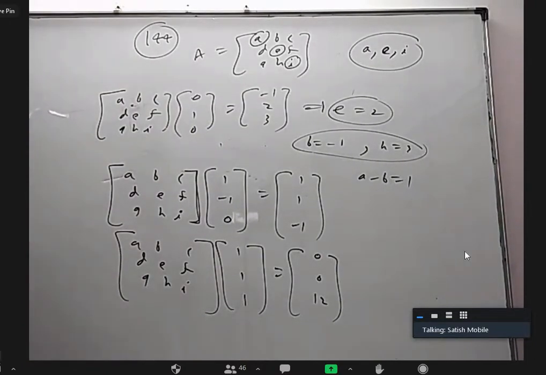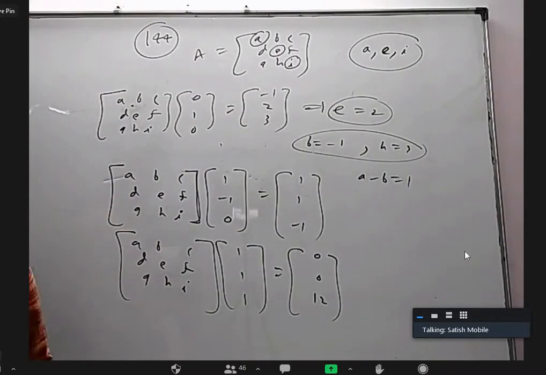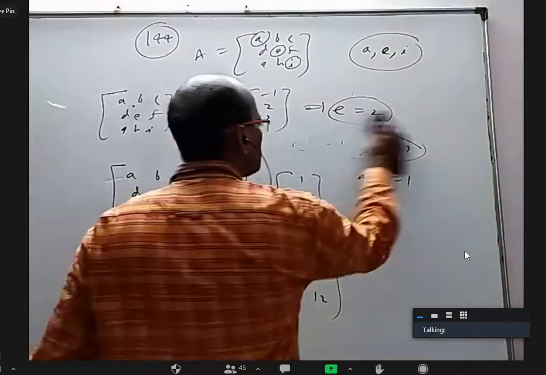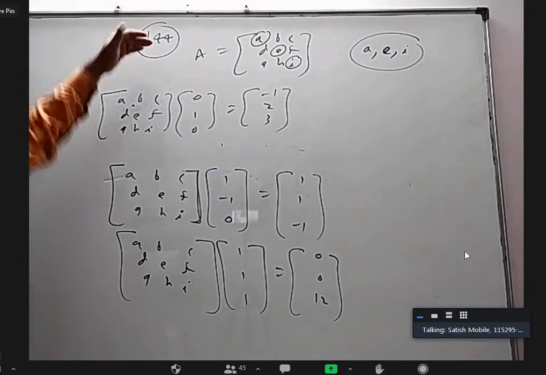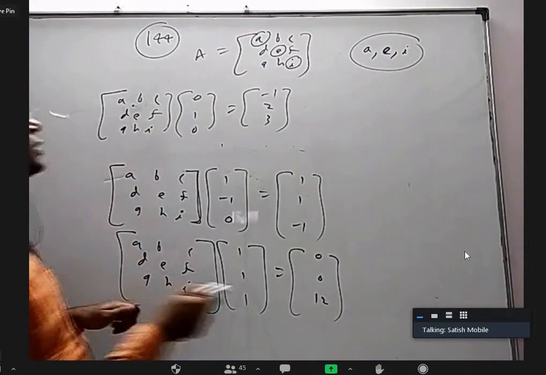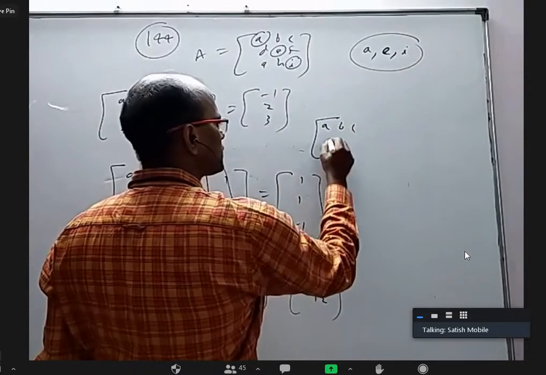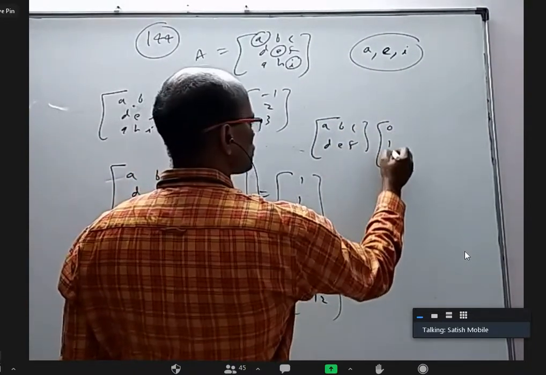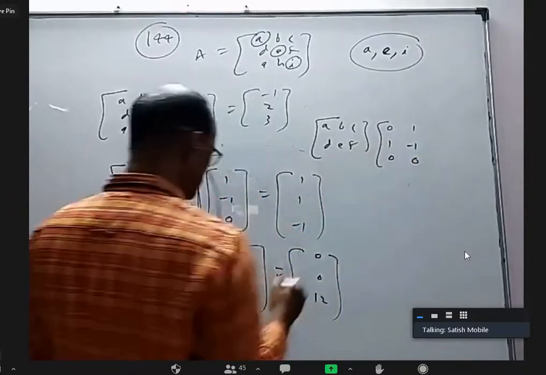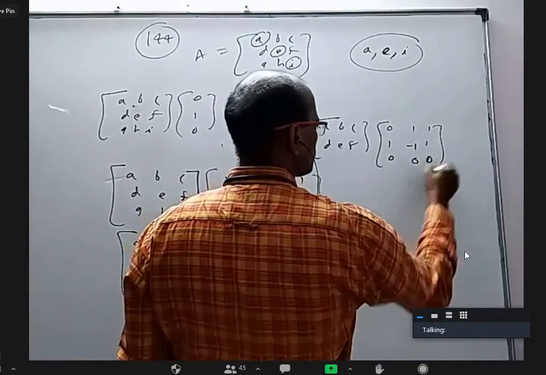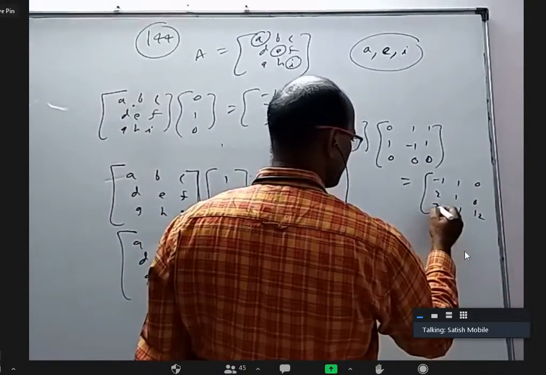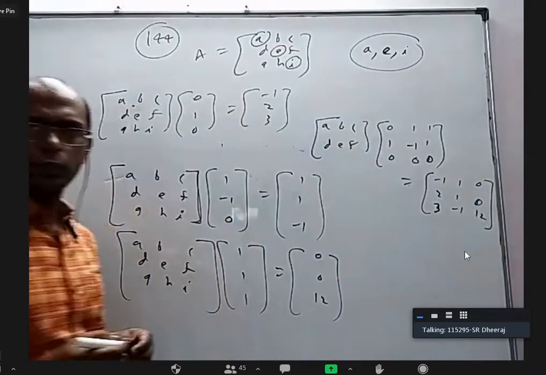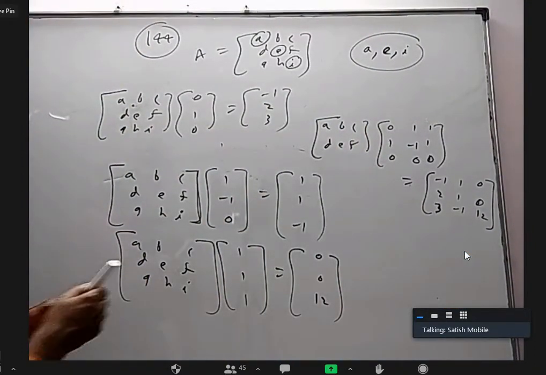Okay, so actually we are getting three different equations. It's okay. I'll tell you something else that can be done. Do it like this: find A, E, I. Can I combine all these three together as A, B, C, D, E, F, G, H, I into 0, 1, 0, 1, minus 1, 0, 1, 1, 0 equal to minus 1, 2, 3, 1, 1, minus 1, 0, 0, 12? GHI, sir.